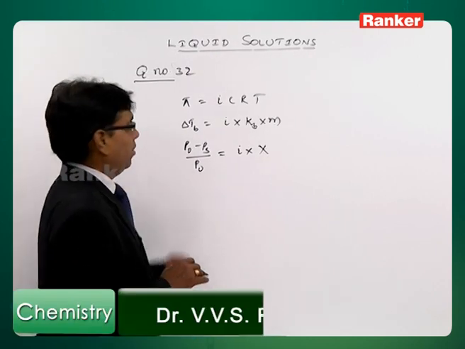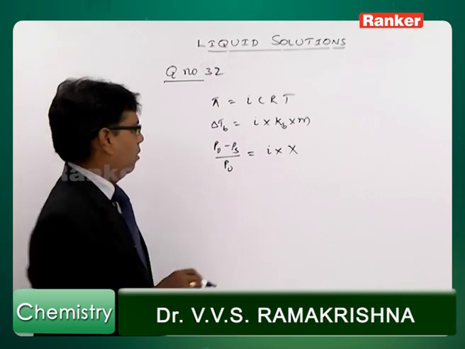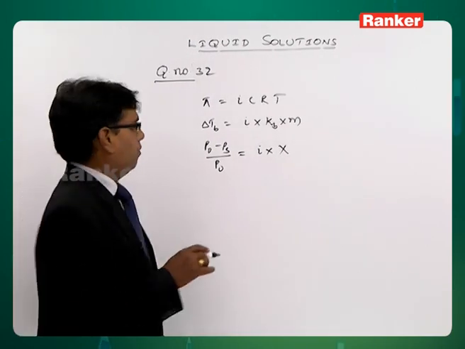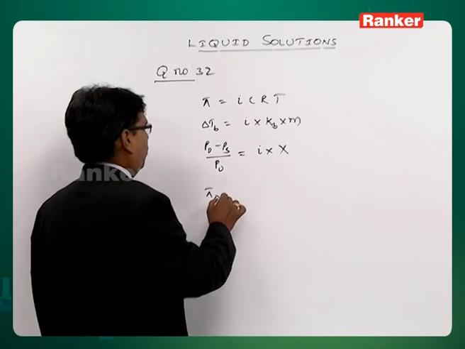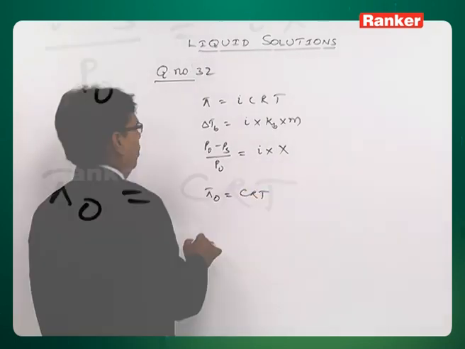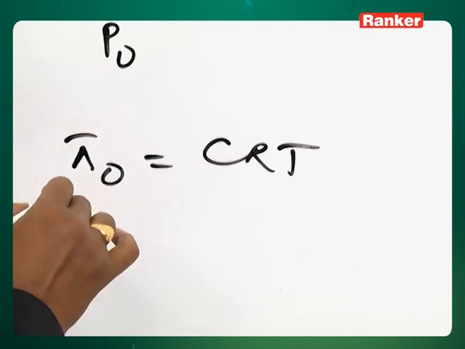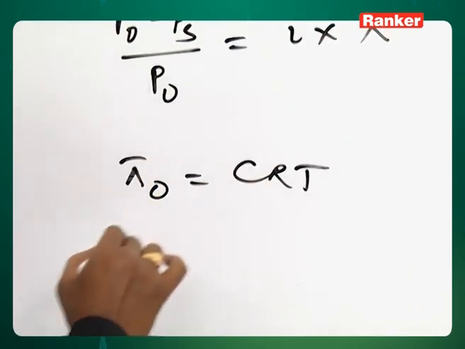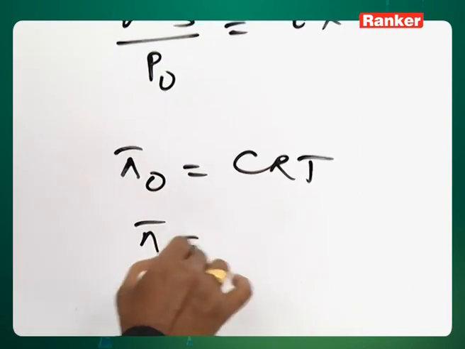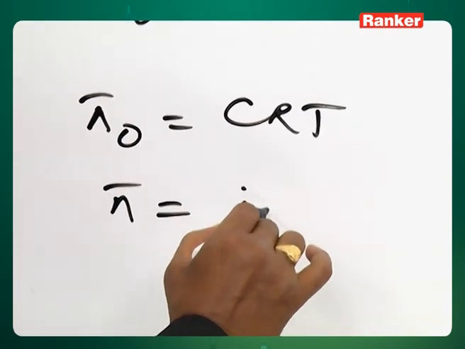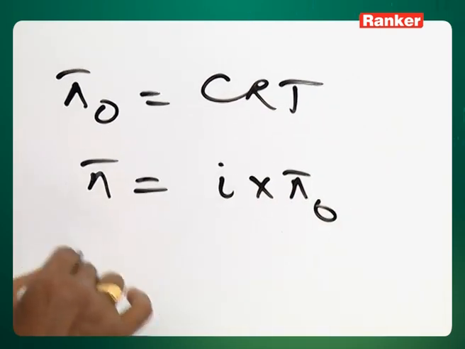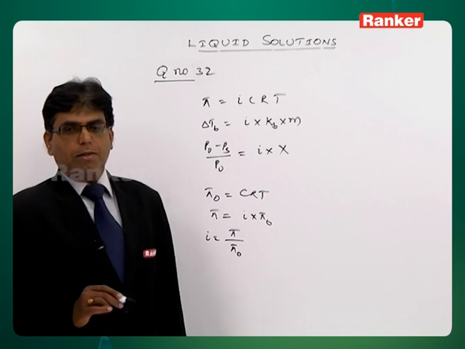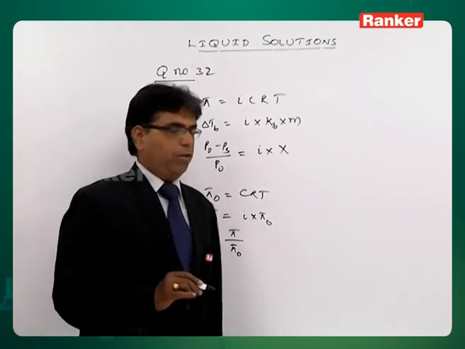Okay, like this if we take, and this is without subscript. The ones with subscript mean P naught naught, Tf naught, etc. Pi naught then will be equal to CRT, and then pi equal to i into pi naught. So, i equal to pi by pi naught, right. So, i equal to pi by pi naught.